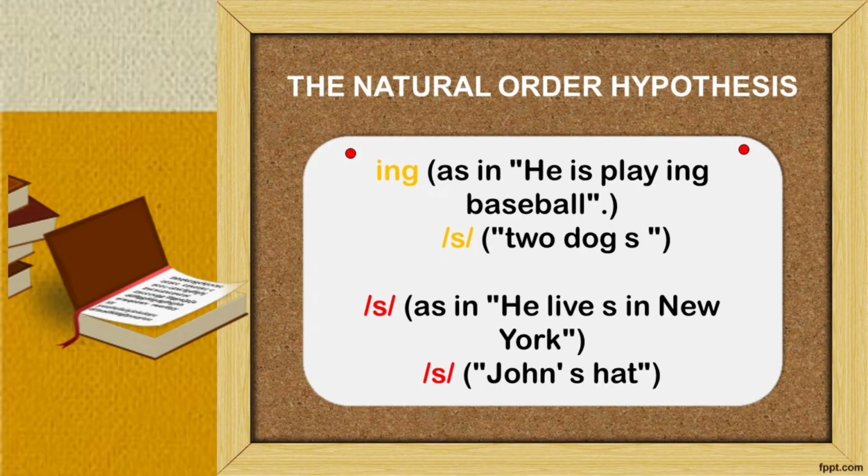Brown reported that children acquiring English as a first language tended to acquire certain grammatical morphemes or function words earlier than others. For example, the progressive marker -ing, as in he is playing baseball, and the plural marker -s, two dogs, were among the first morphemes acquired, while the third person singular marker -s, as in he lives in New York, and the possessive -s, John's hat, were typically acquired much later, coming anywhere from 6 months to 1 year later.